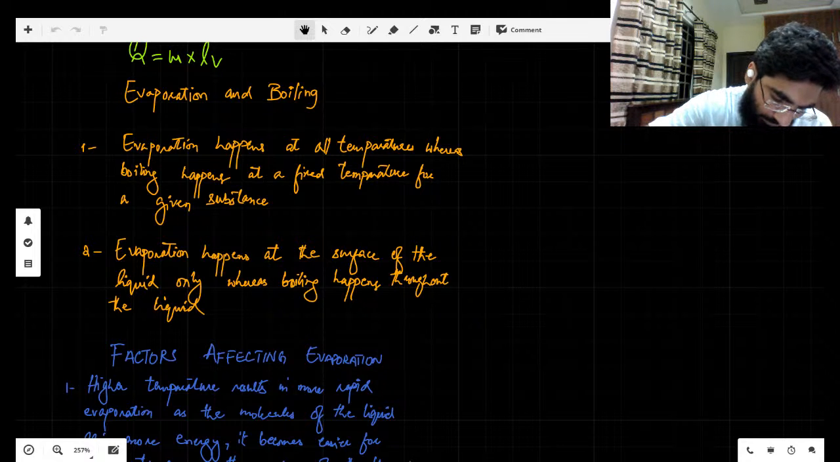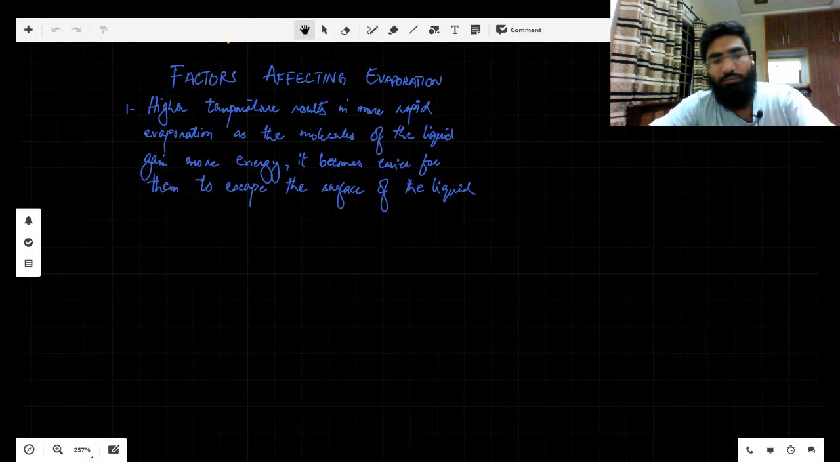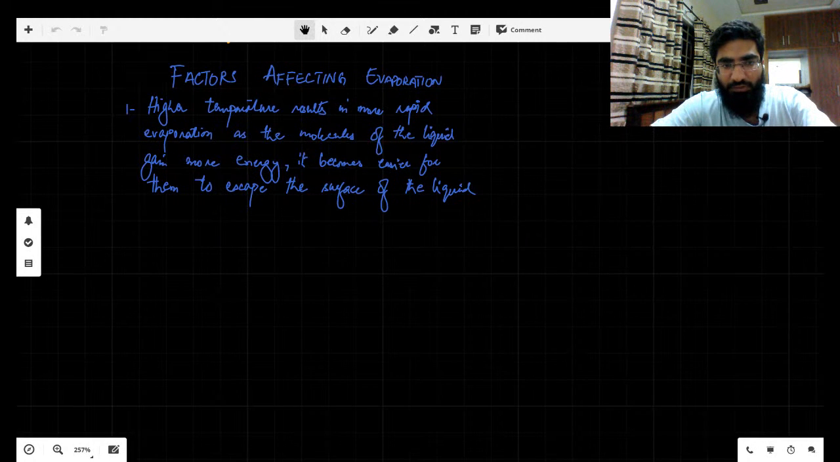Okay. The next factor is surface area of the liquid itself. So if the surface area is large, there would be more molecules at the surface, and definitely it would become easier for them to escape. I mean, more molecules would have a chance of escaping into the air.